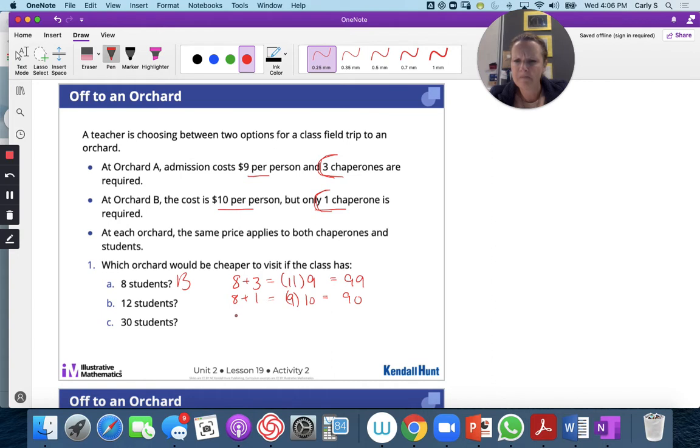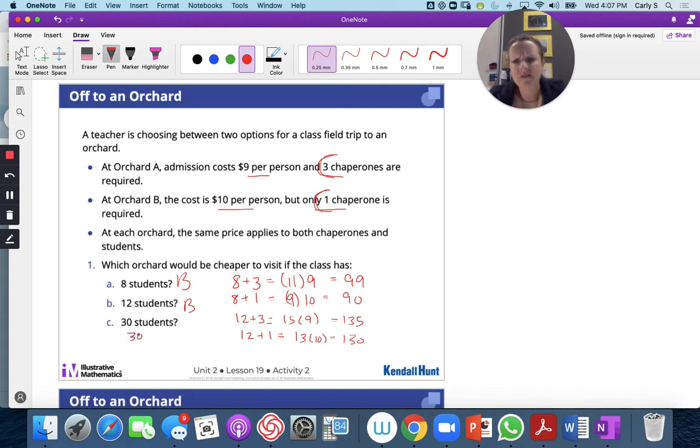So 12 students plus 3 chaperones is 15 times $9 per person, $135. Or you have 12 students plus 1 chaperone is 13 times 10 is $130. So B still. How about 30 students?